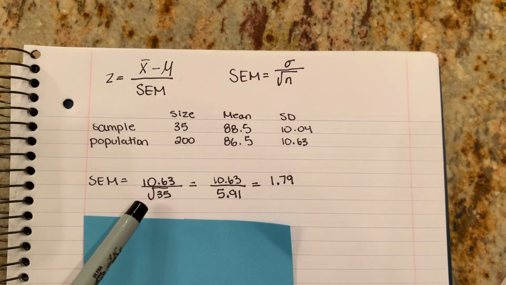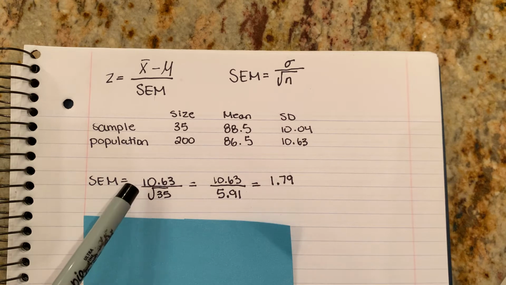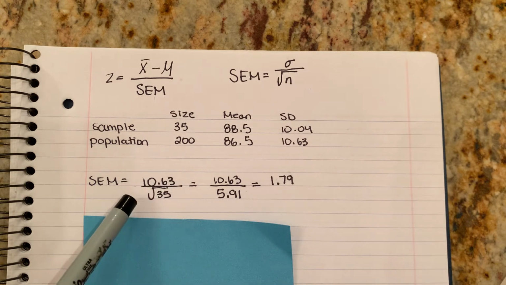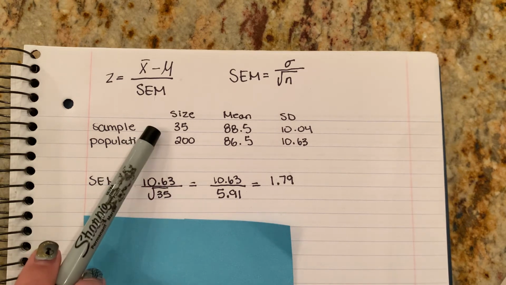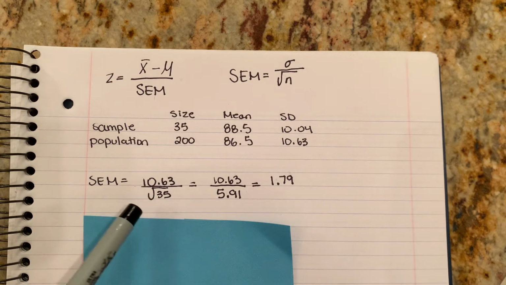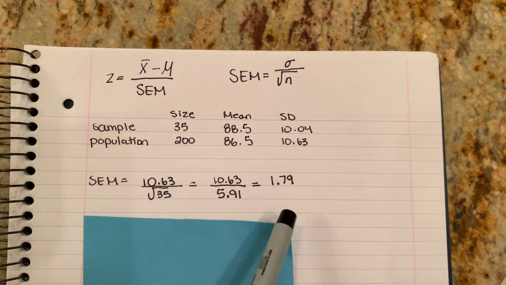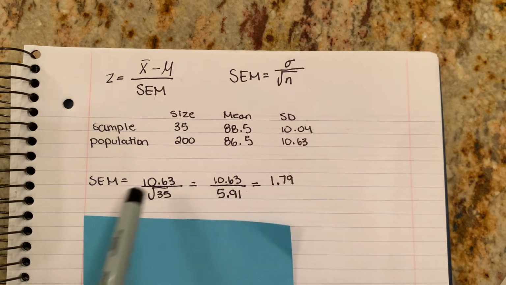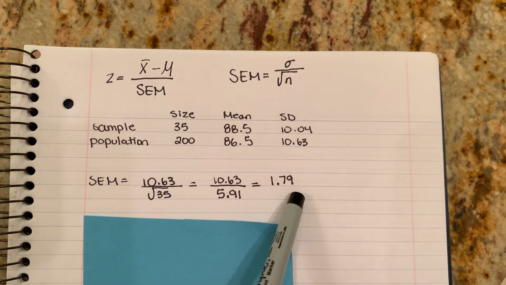Whenever we plug that into the formula, we'll start off by solving for the standard error of the mean. So for the standard error of the mean, we need the standard deviation for the population, which was 10.63, divided by the square root of the sample size, 35. And so when we solve for that, we get a final value of 1.79. So our standard error of the mean is 1.79.